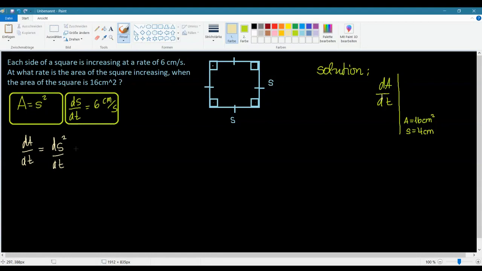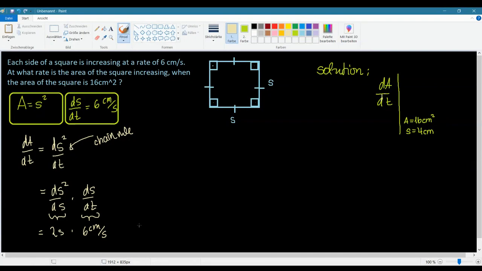But now we have a variable mismatch. S is not t, right? So what do we need? We need the chain rule. And if you recall, we're just going to differentiate S squared with respect to S. So we're going to have S squared with respect to S, and we're going to multiply that by S with respect to t. So we know what this is. We know that this is 6 centimeters per second, and we know that this is going to be 2S, okay?